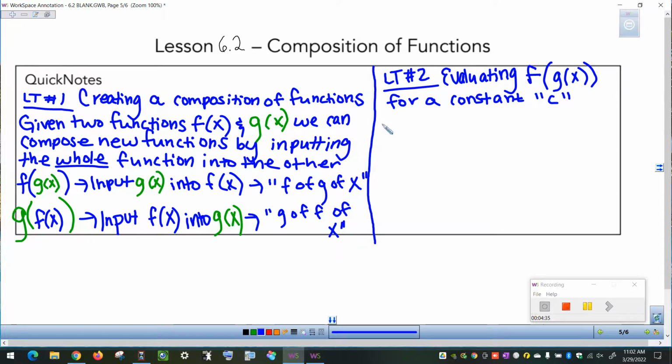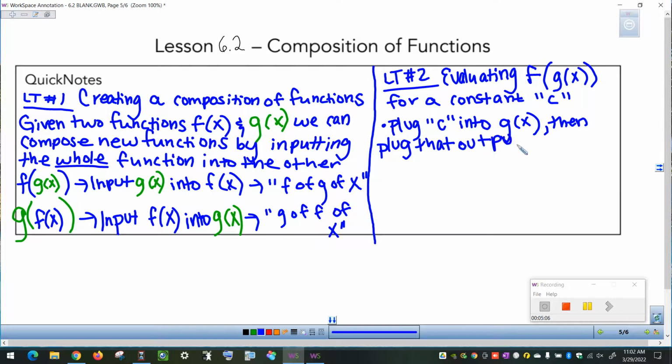All right, so if it's in the order that we've listed here, so if it's f of g of x, meaning the g of x part is on the very inside, one way that we can do this is to plug c into g of x, get an answer. We're going to call that answer the output. So then we're going to plug that output into f of x.